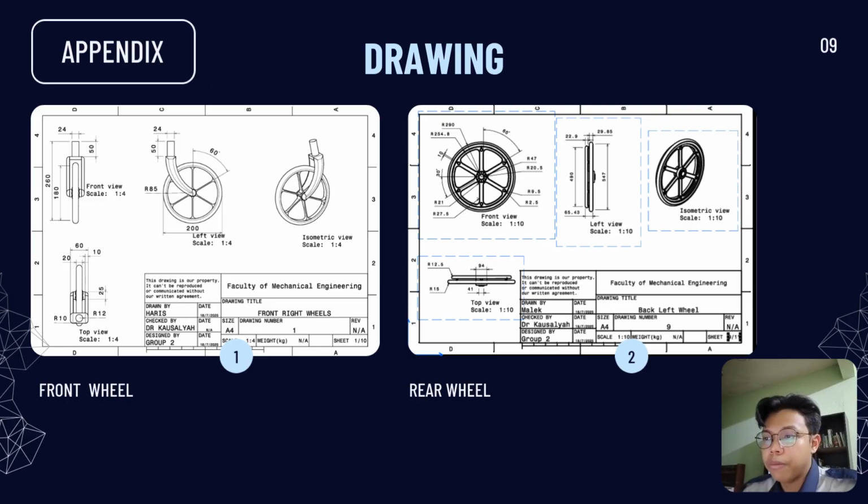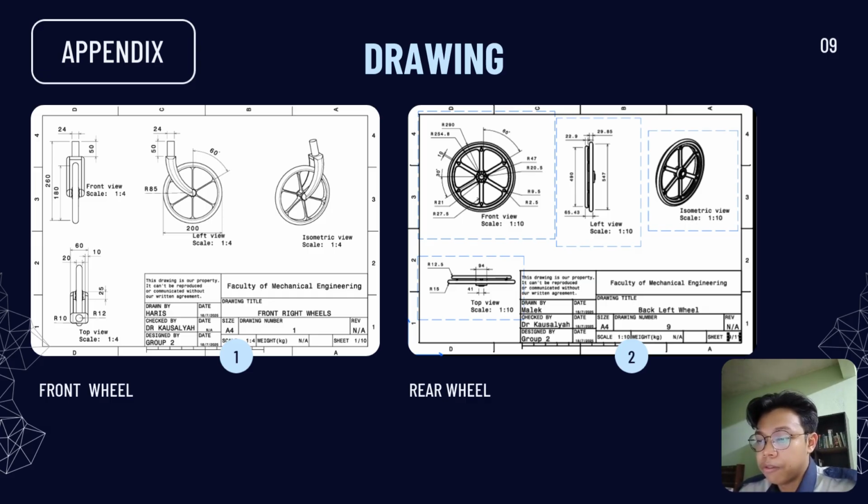So moving on to the appendix, where I'll explain more on each of our drawing parts and also the assembly plus the bill of material. So as you can see, we have the front wheel and also the rear wheel that we have made. So each part of this is the assembly of our wheelchair.